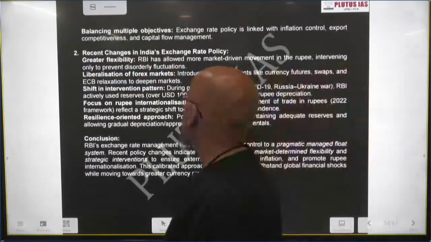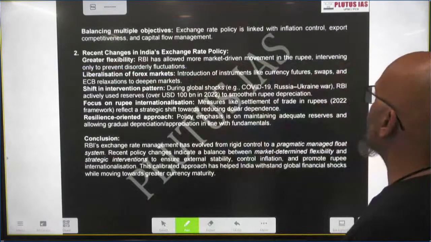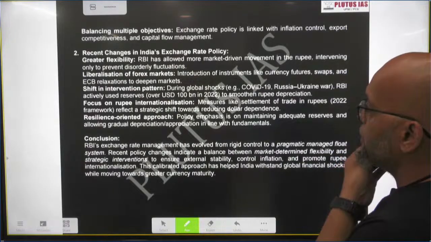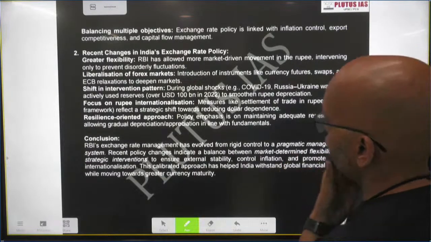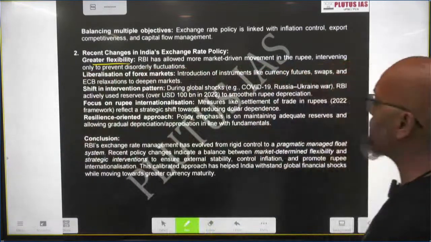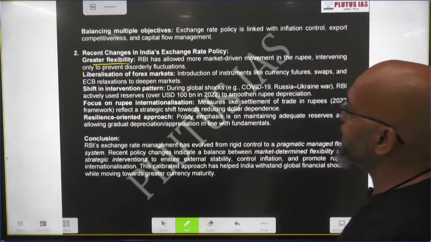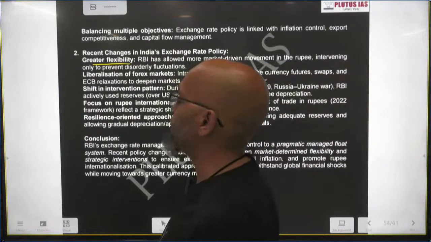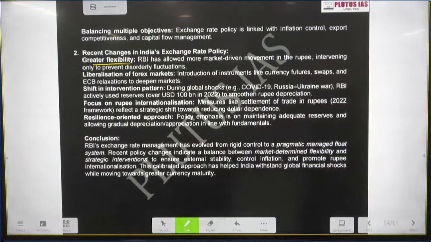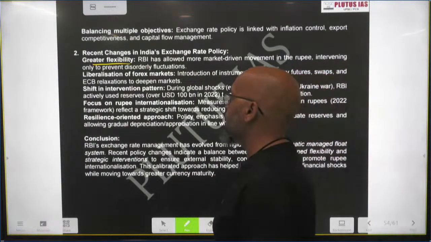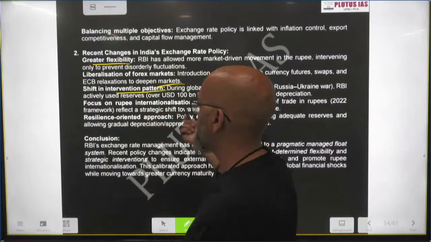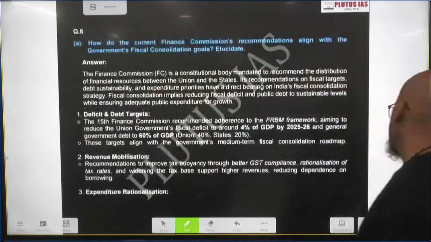Balancing multiple objectives, exchange rate policy is linked with inflation control, export competitiveness, and capital flow management. Recent changes in India's exchange rate policy: we are now following greater flexibility. RBI has allowed more market-driven movement in the rupee, intervening only to prevent disorderly fluctuation. Liberalization of forex market, introduction of instruments like currency futures, swaps and ECB relaxation to deepen the market. Then shift in intervention pattern, as I told you. So all these things you could have written in this answer.